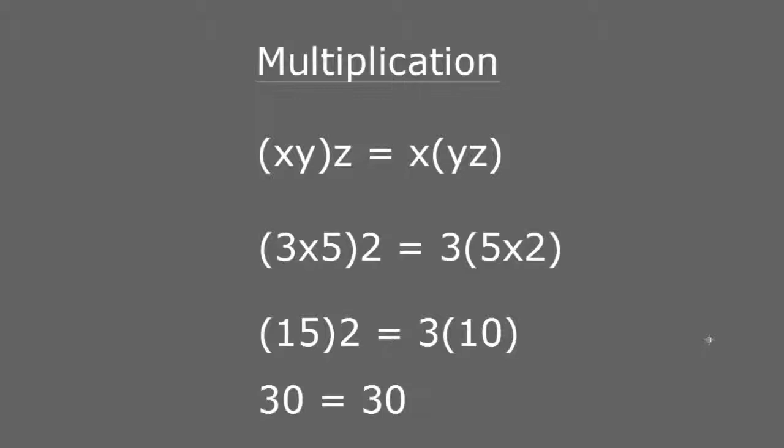If you want to check this out, try multiplying 3 times 2, and whatever you get of that result, then multiply it by 5. If the associative property is correct, then you should get the same result as I did if you multiply first 3 times 2 and then multiply that by 5.